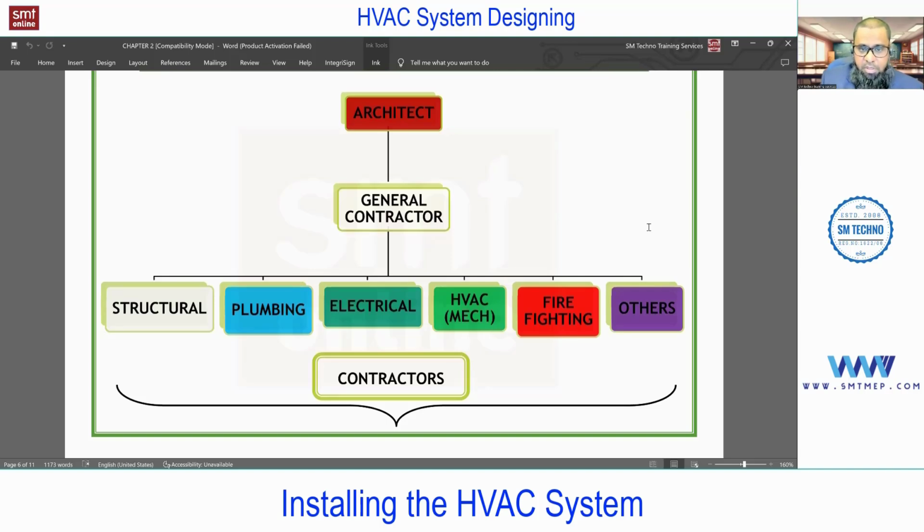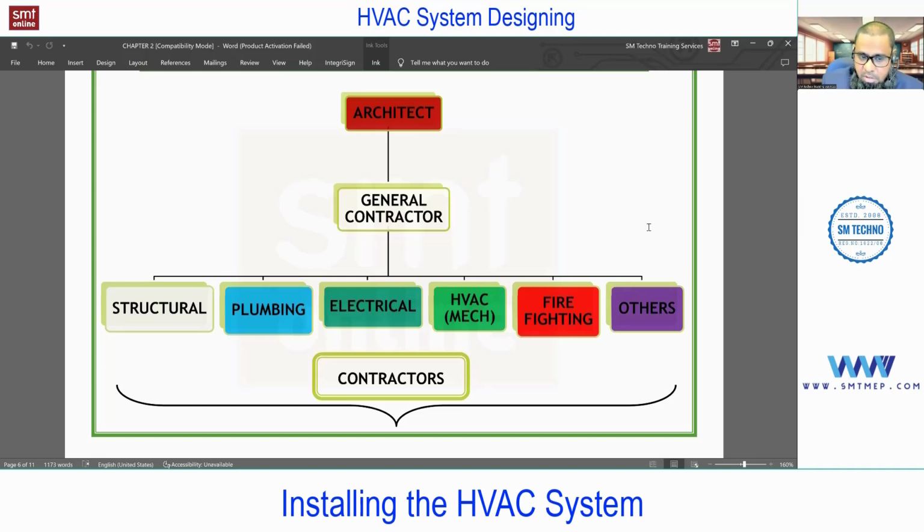For a small project, you can assume this architect is the main consultant. Here you are saying that the architect is the main contractor. No, the main consultant or the owner's consultant, and he provides the job to the main contractor in case it is a big project, or else directly he can provide the work to the subcontractors.